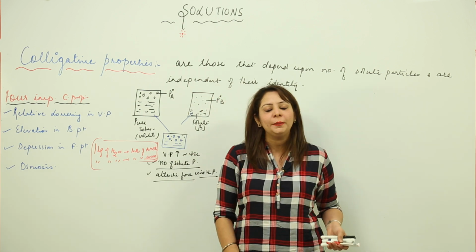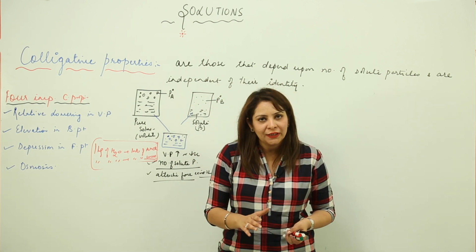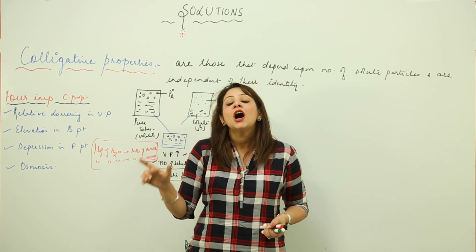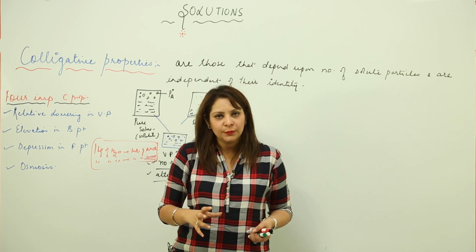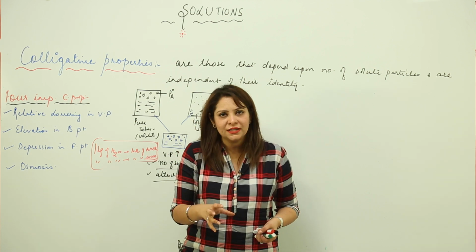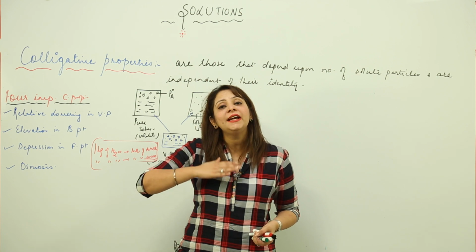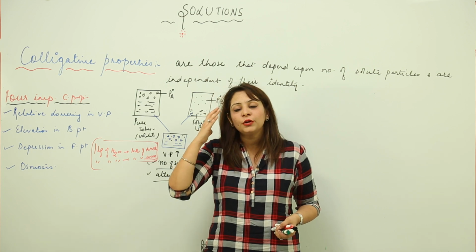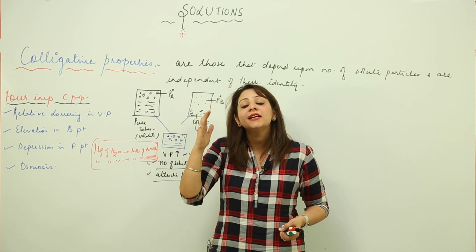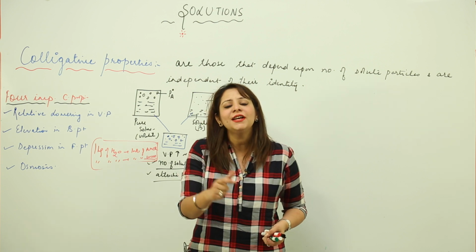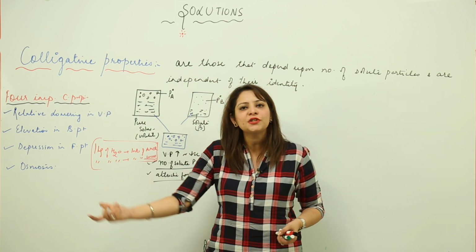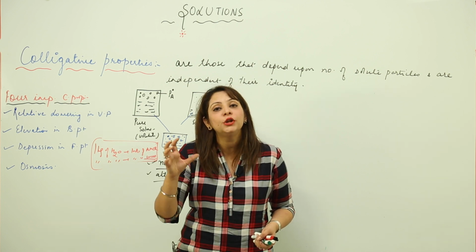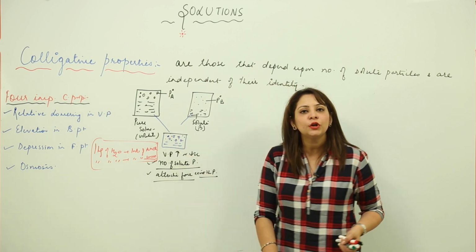I repeat, just write in your copies. Colligative properties are those properties which depend upon the number of solute particles in the solution, or the binding forces that exist between them. So we take into consideration only these two criteria, but it is independent of the nature of the solute or the solvent, that is, independent of the identity. Whether you are using NaCl, potassium iodide or urea, it doesn't make a difference. It just depends upon the number of solute particles present. So this is what a colligative property is.